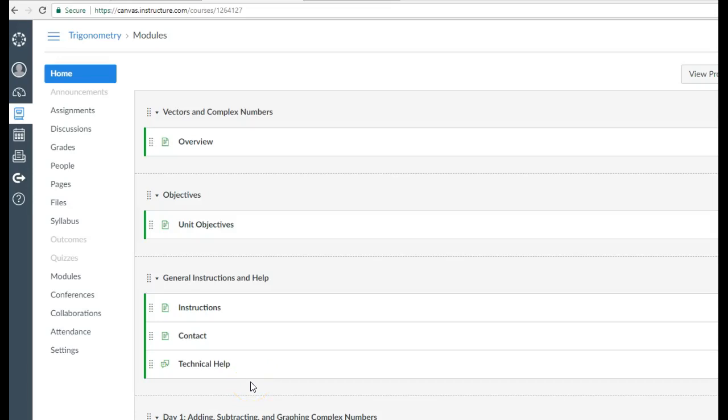Hi, this is Mark Harrison with my learning walk through my unit on vectors and complex numbers in my trigonometry course. I copied this over from the 632 Sandbox into Canvas. It was a pretty easy transfer.